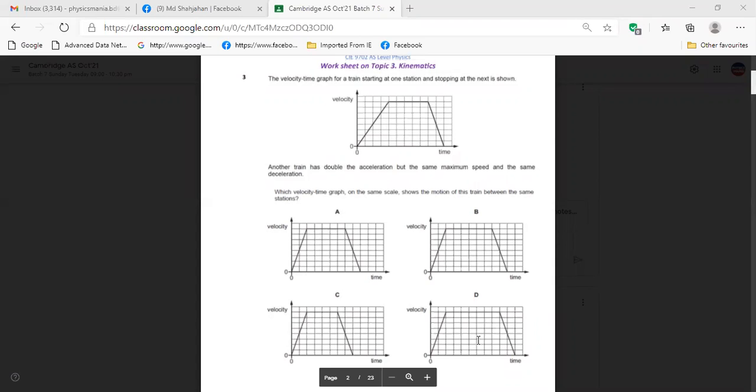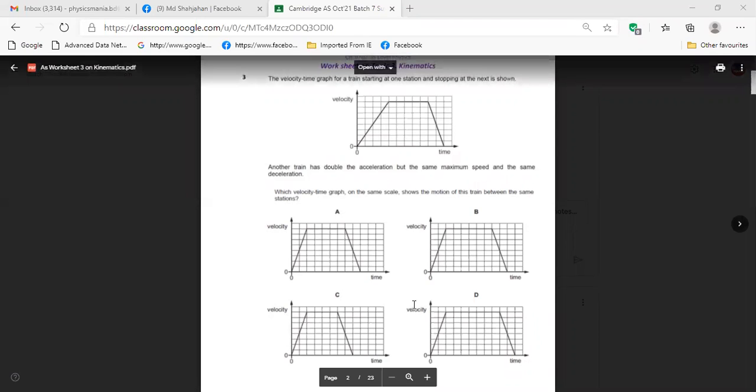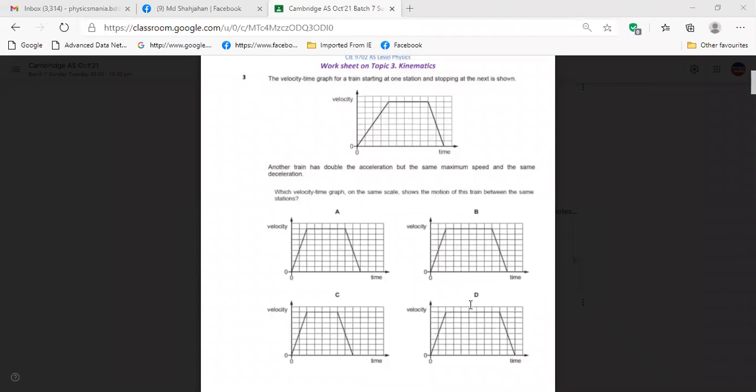Farhan Babu, have you understood the explanation? Farhan, so you calculate D. Calculate D. Then tell me what is the answer of D.